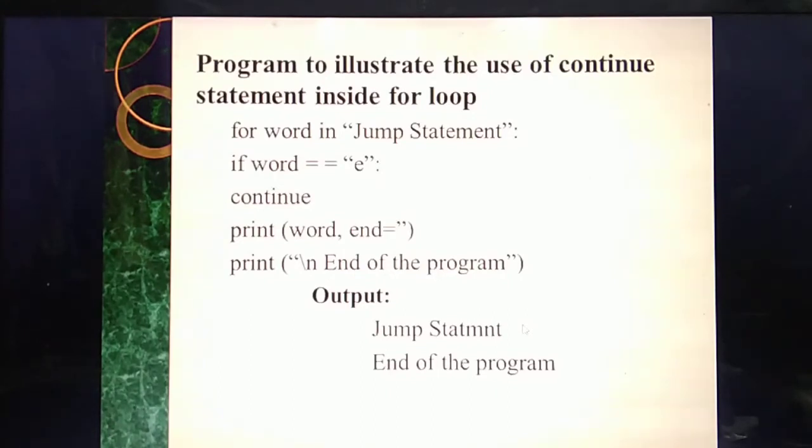Okay students, see the program. It is the same program you have already studied. Inside the for loop you are giving the variable called word in the string "jump statement". If the word is e, but instead of break you are giving the keyword continue. What's the use of continue? Only that part alone it will skip, and the remaining part it will print. Next you are giving print word, that means you are going to print the word. Next you are giving the print statement, end of the program. Now you are executing the program. First it will check whether the word is e, no.